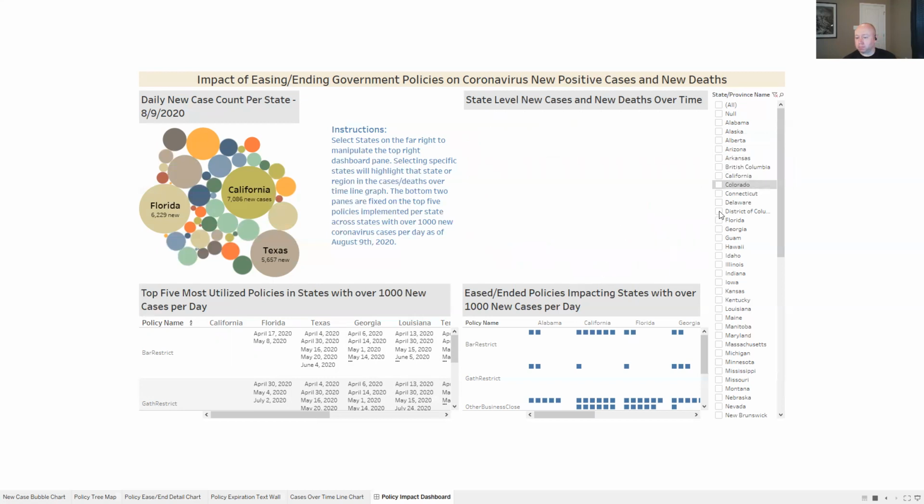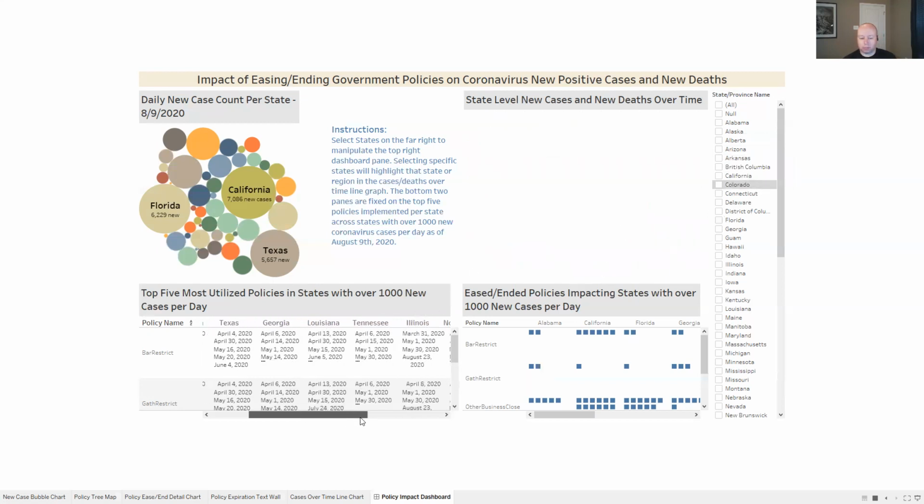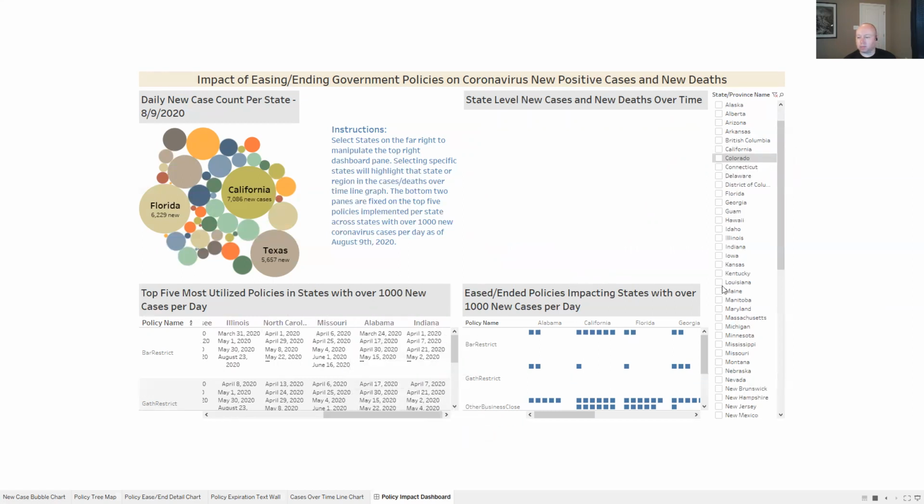So let's take a look at another state. We'll come across here to Missouri. Missouri isn't as population dense, and it isn't as big of a tourist attraction, so it might have a different trend line.